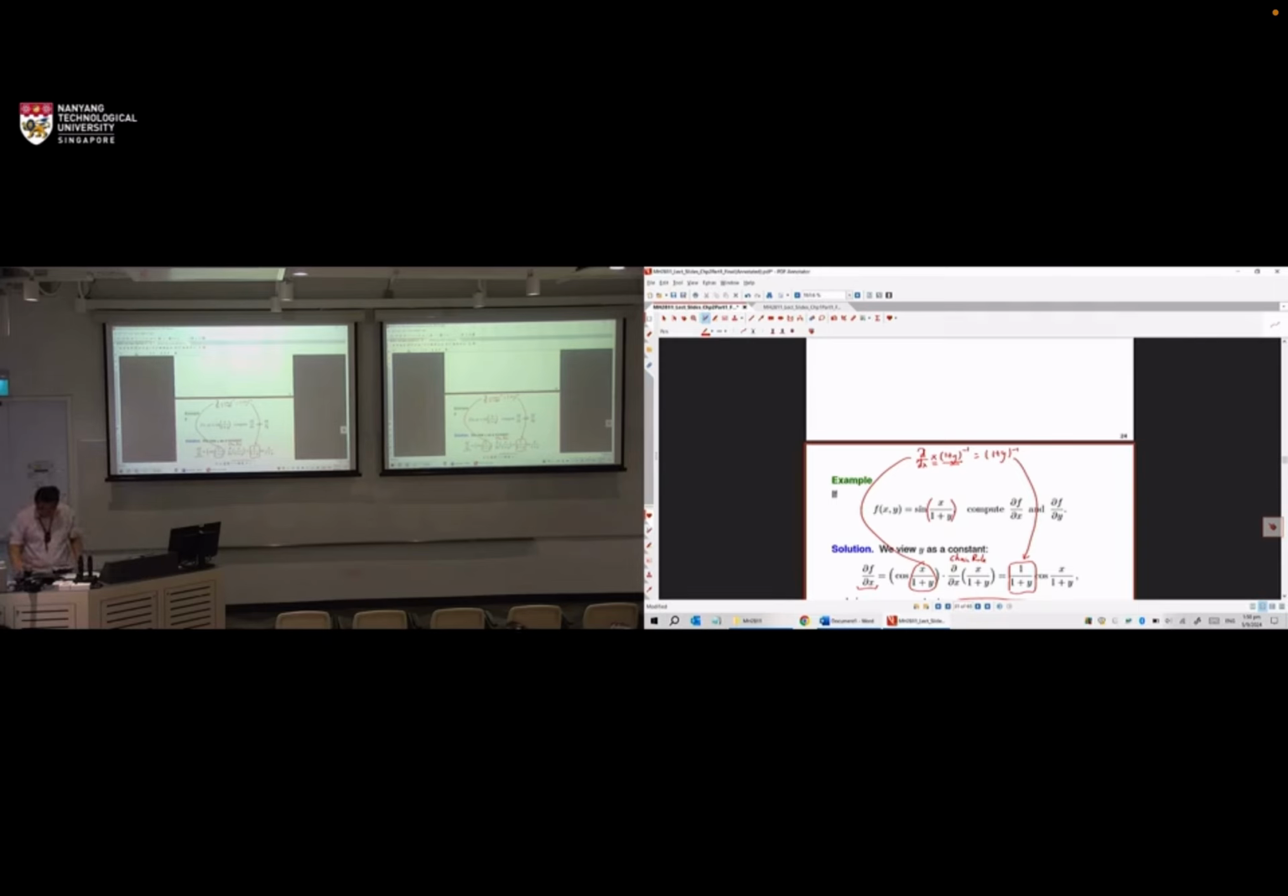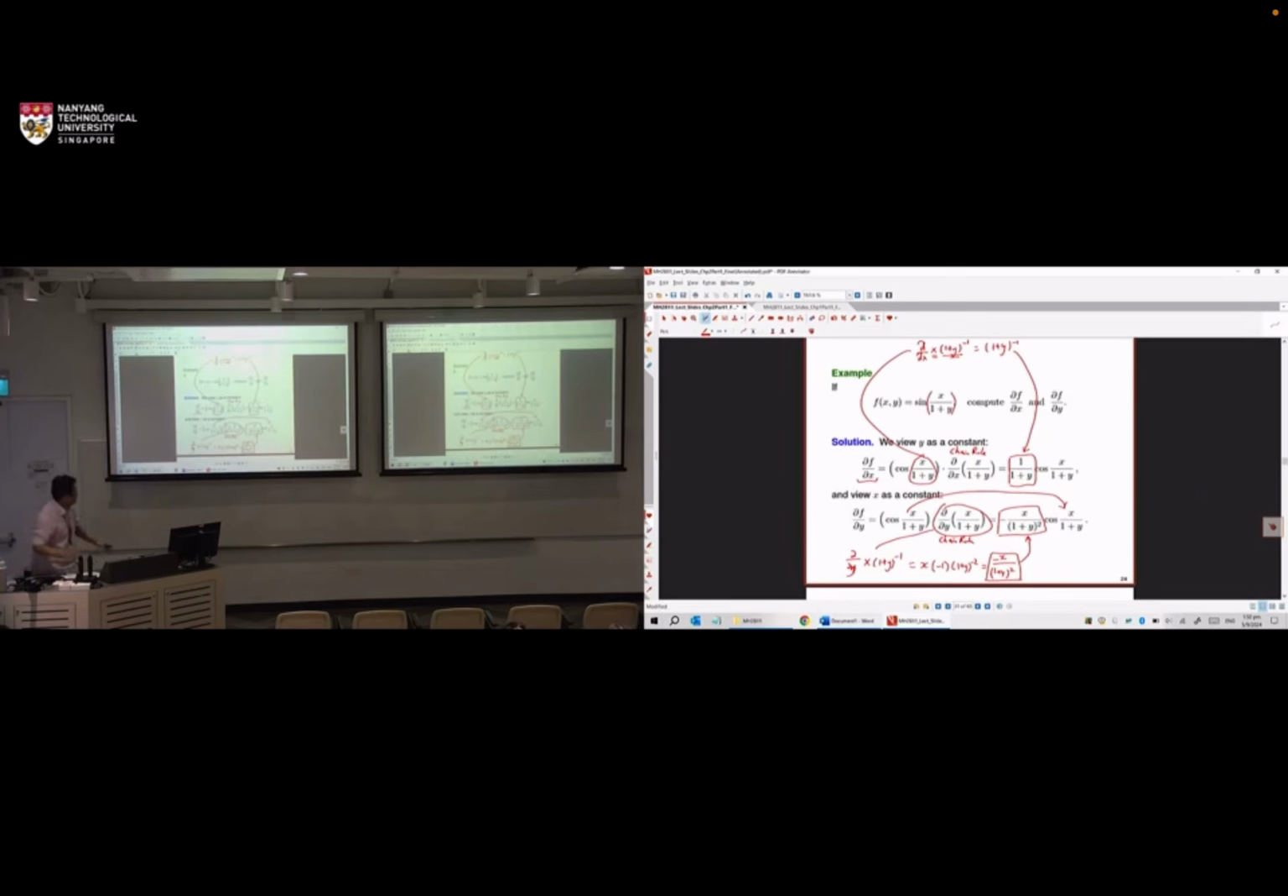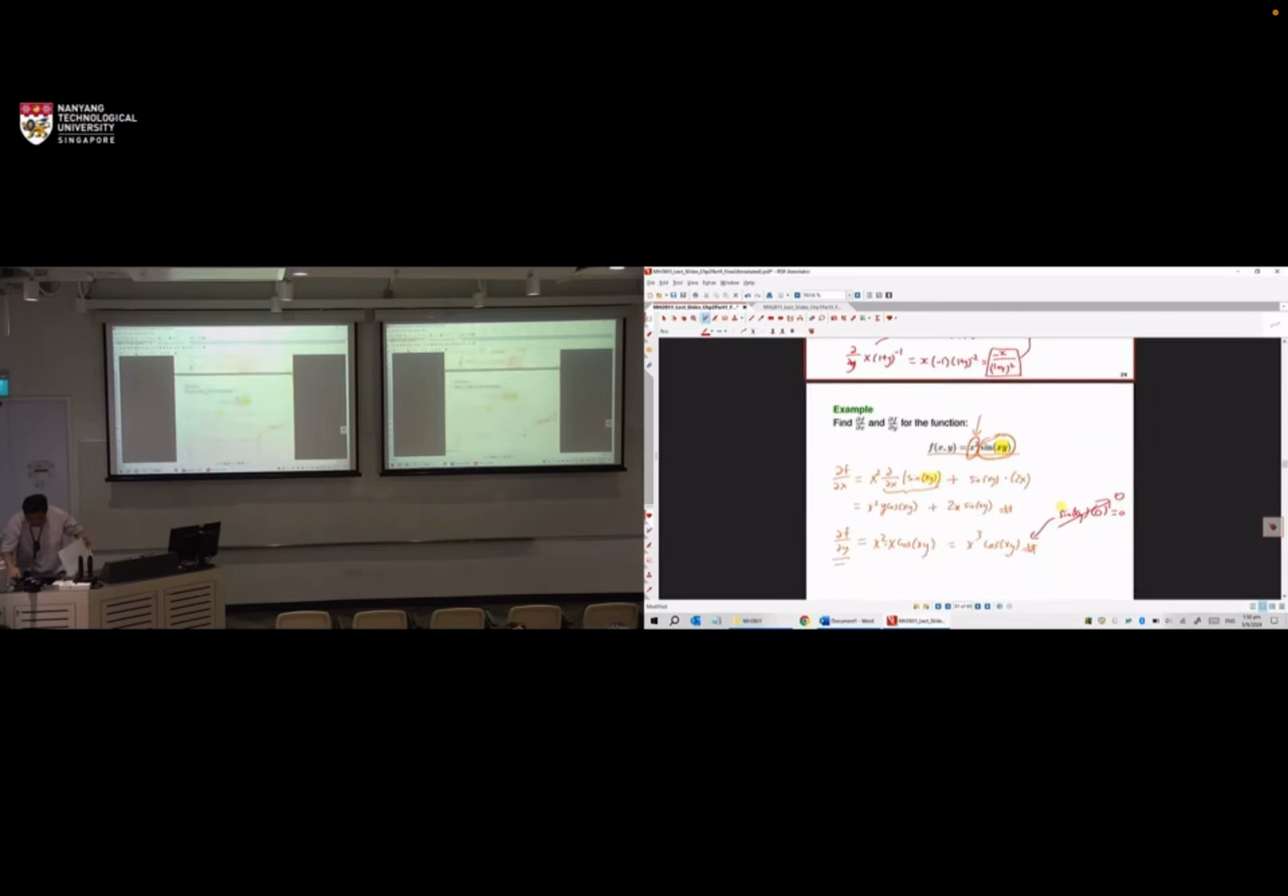Likewise from here. After you differentiate, sine becomes cosine. You cover the trigo function, you cover the first function. You differentiate the inside. Okay, good.